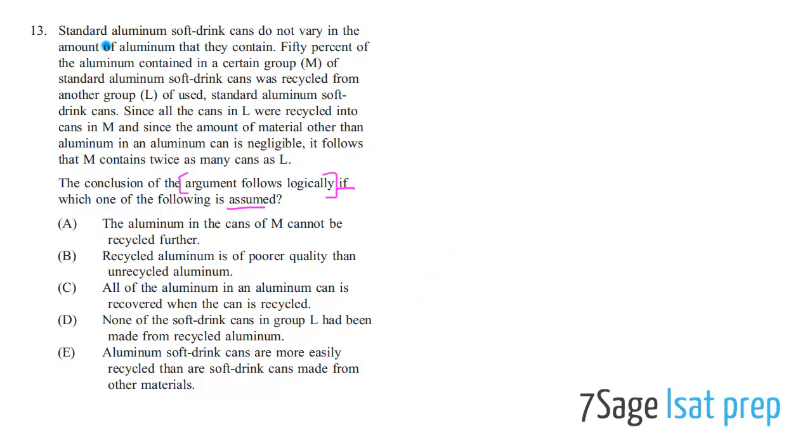So let's read this argument. Standard aluminum soft drink cans do not vary in the amount of aluminum they contain. So they all have 30 grams of aluminum per can. And 50% of the aluminum cans contain a certain group M. So this is called group M cans, right? Each one is a can.